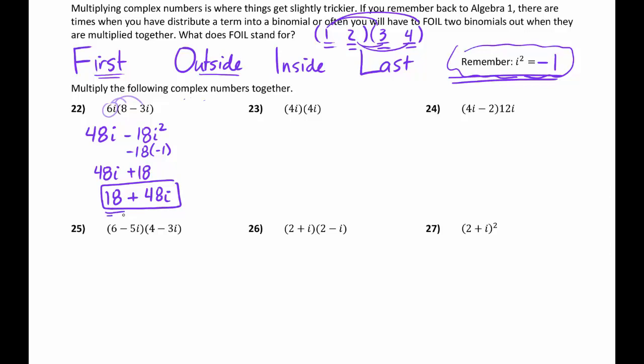And there is a graphic reason why we do this as well. The real part gets taken care of first when we start to visualize complex numbers, and the imaginary part gets taken care of second.